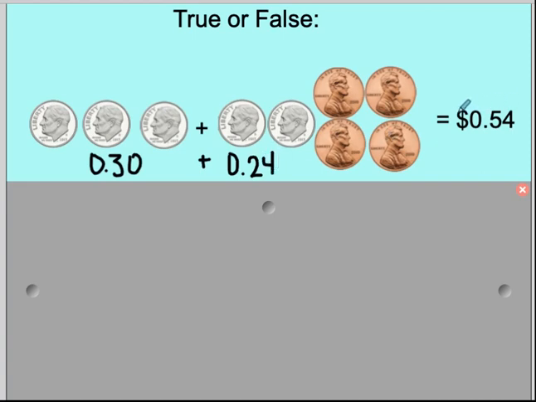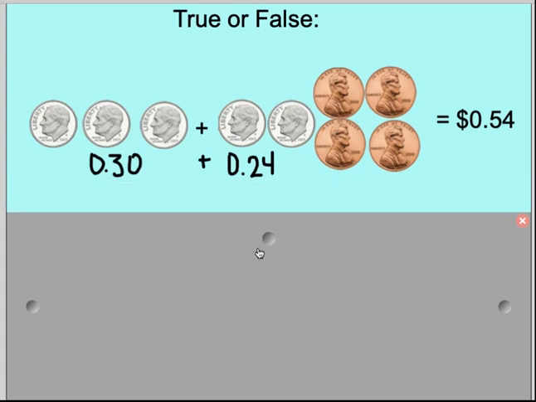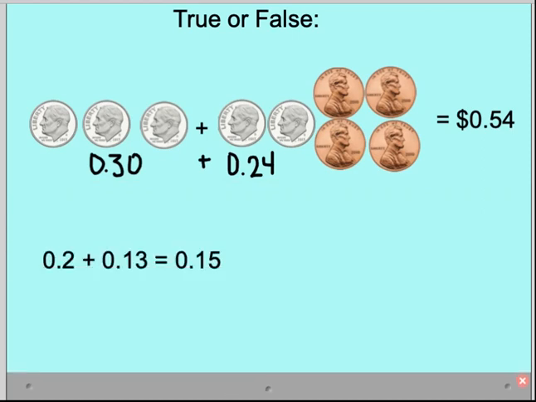We can also, if we scratch out this dollar sign right here and think about it as a decimal for a second, say that 54 hundredths is the same as 54 cents. All right, next and final, because we've only got 2 true or falses today. Here we go. 2 tenths plus 13 hundredths is equal to 15 hundredths.